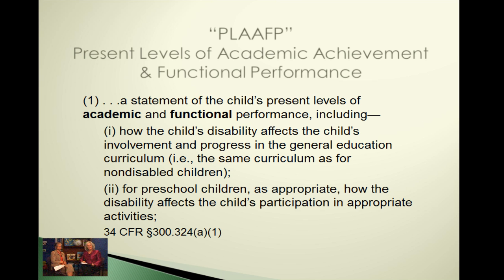If we look in IDEA, we find that present levels must be a statement of the child's present level of both academic and functional. Now this functional piece was new, and it refers to the social emotional development of a child. So we need to look at both academic and functional performance, and it has to be the present level, but also including a statement on how the disability affects the child's involvement and progress in the general education curriculum. For preschool children, this would mean how the disability affects the child's participation in appropriate activities.